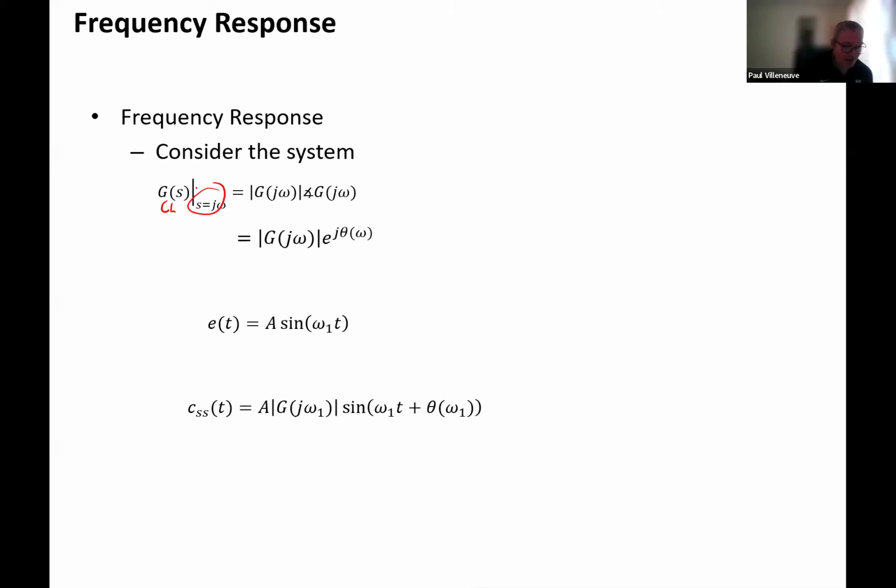And if you can't remember, let's look at a simple circuit. Here's a resistor capacitor circuit, and this is modeled in the time domain.